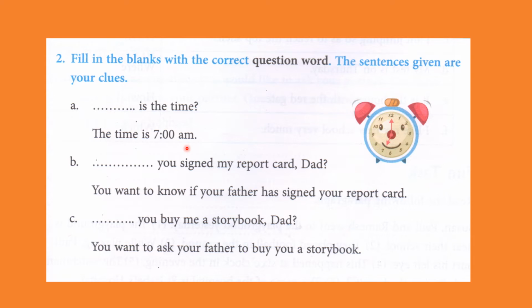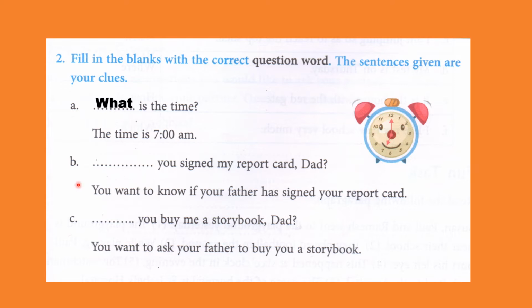We have seen the question words. In the examples we have seen the question words like what, when, how, where, all those. So here you have to write a suitable question word. A. Dash is the time? The time is 7 a.m. So here the question word will be: What is the time?